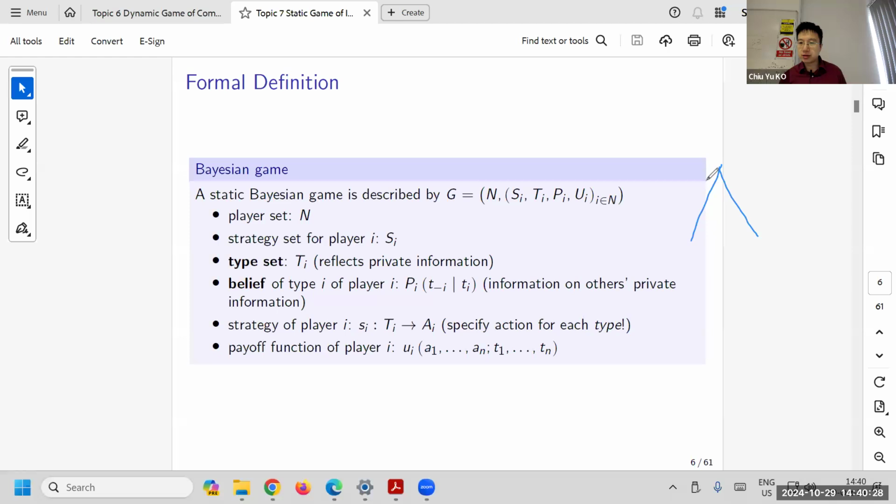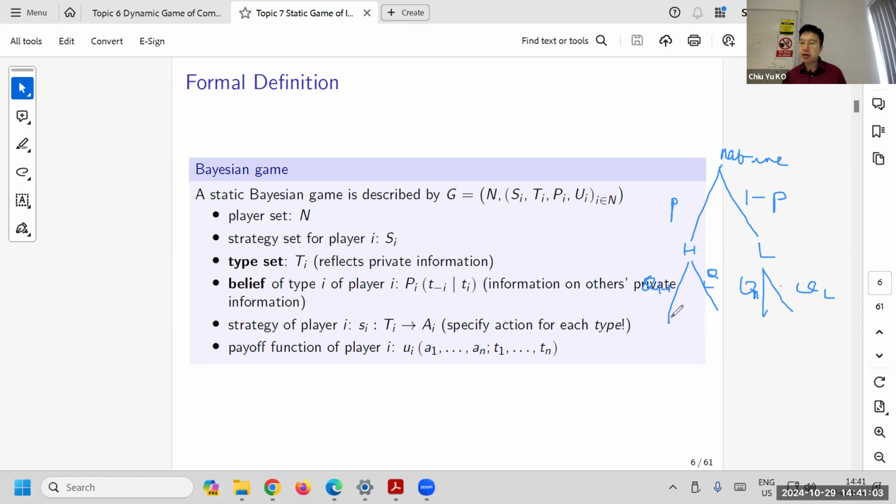Suppose only player 2 has types, right? The nature may decide P or 1 minus P. Player 2 is a high cost type, right? Player 2 may be low cost, right? And then player 2 decides maybe he produces a lot, high or low, right? Q high or Q low, Q high or Q low, okay?